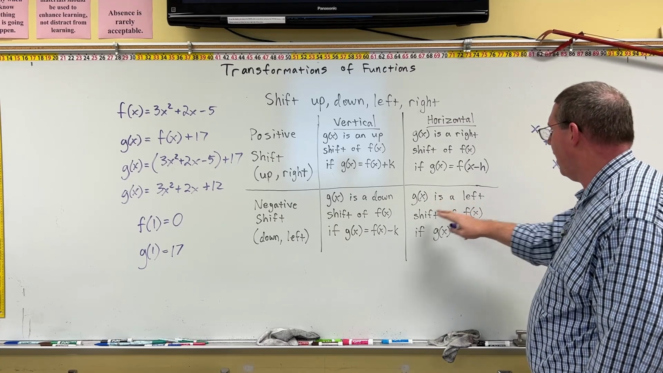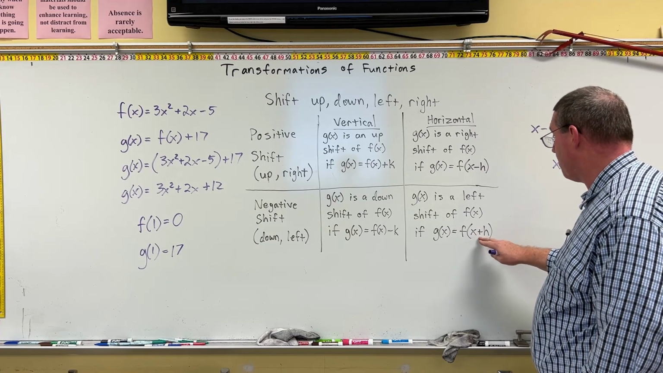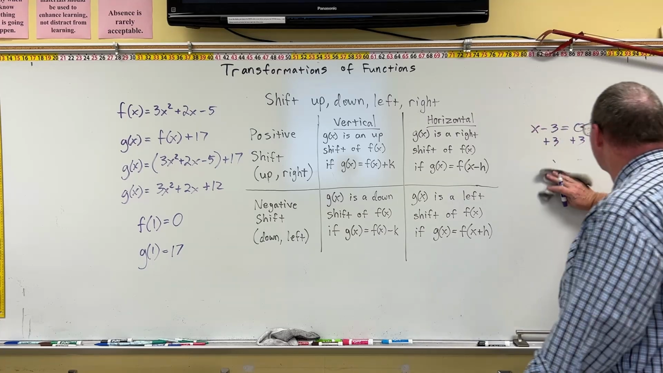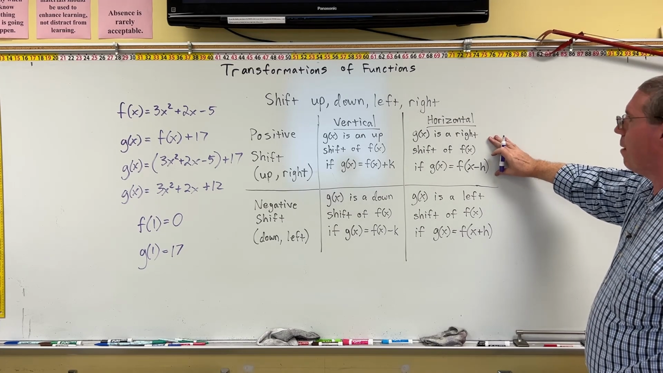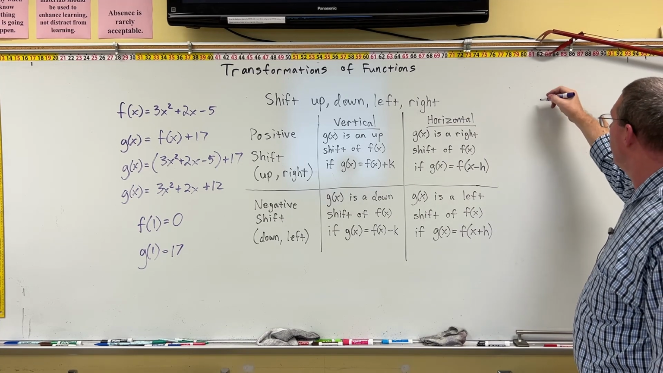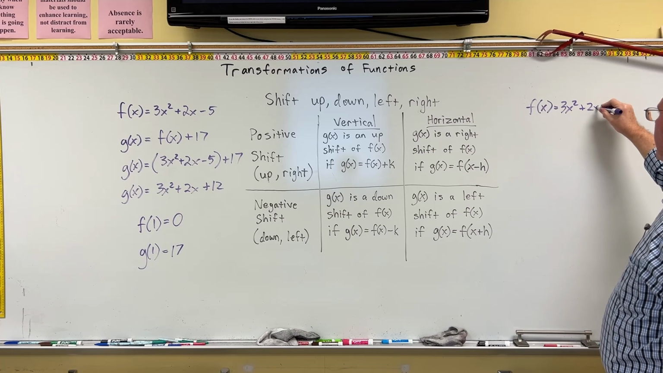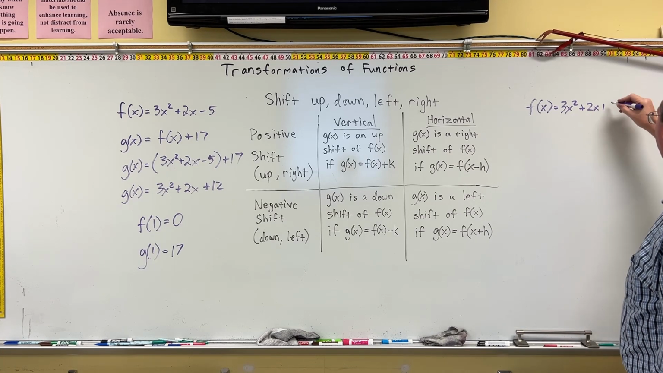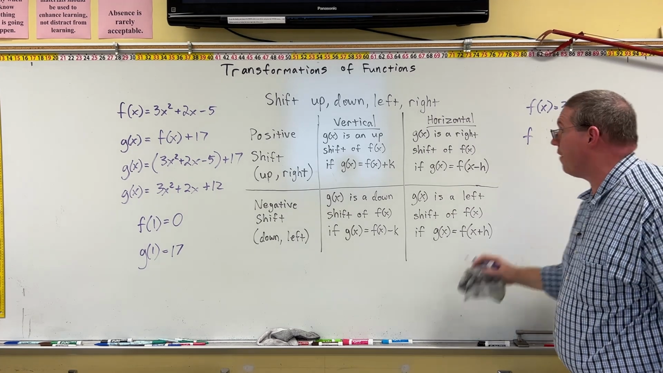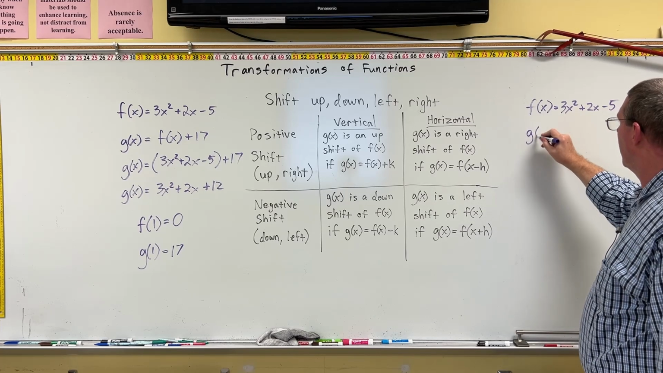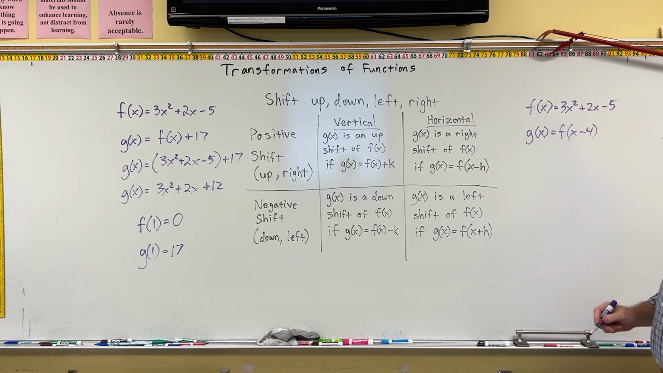If g of x was going to be a left shift of f of x, then g of x would be f of x plus h. And so let's use that same example there. Let's do a rightward shift by 4. If f of x is 3x squared plus 2x minus 5, then g of x would be equal to f of x minus 4. That's a rightward shift by 4.